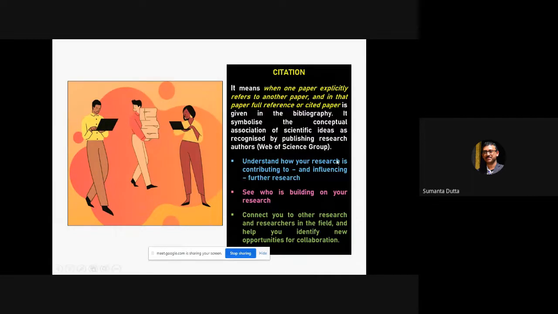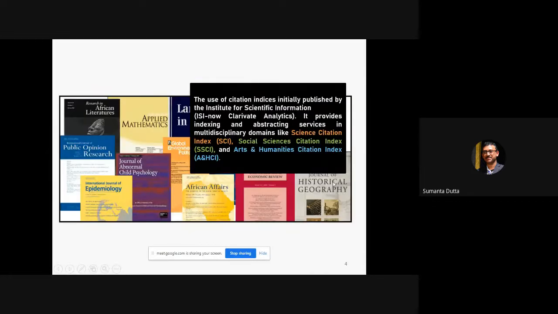Now, in the context of citation, certain things come. Citation indexing or abstracting services in a multidisciplinary domain, we have different options. We have the Science Citation Index, the Social Science Citation Index, and the Arts and Humanities Citation Index. But that is not enough.